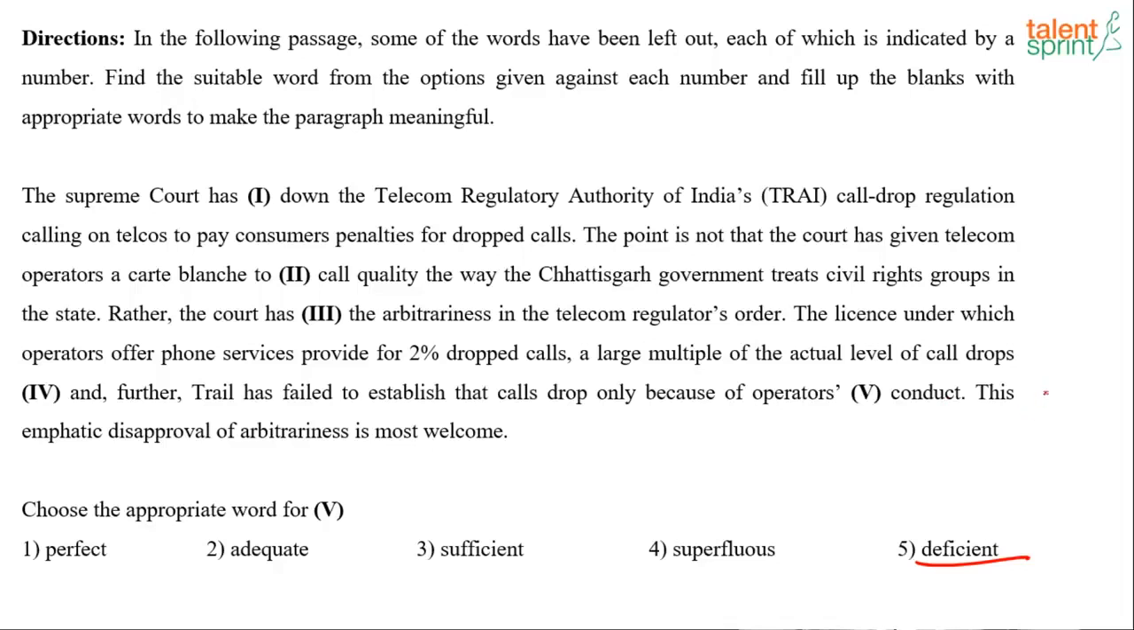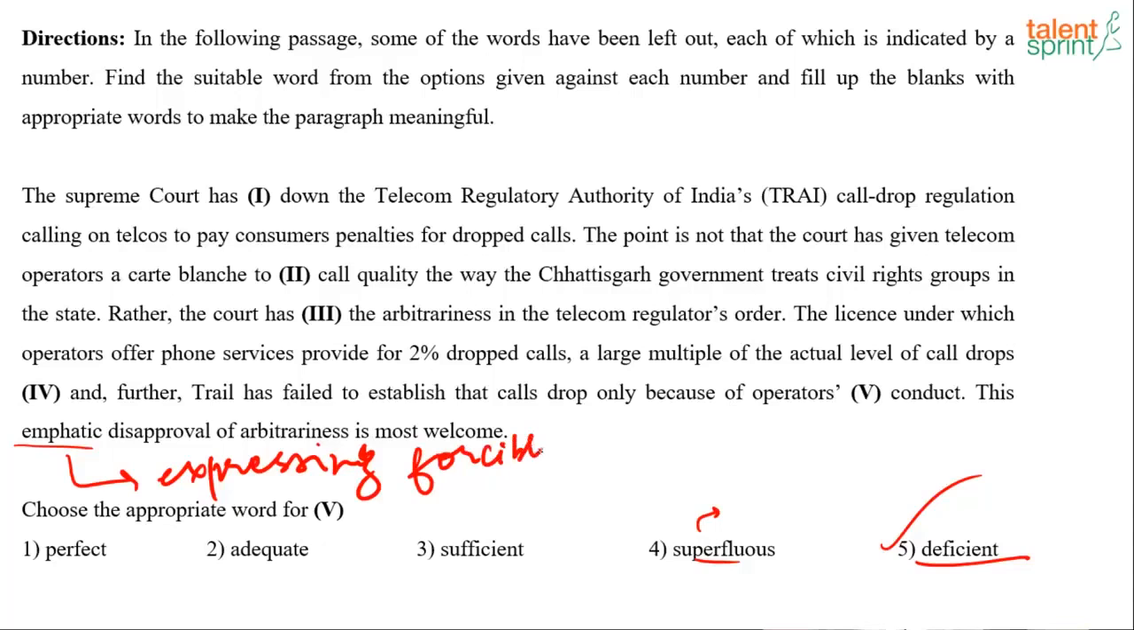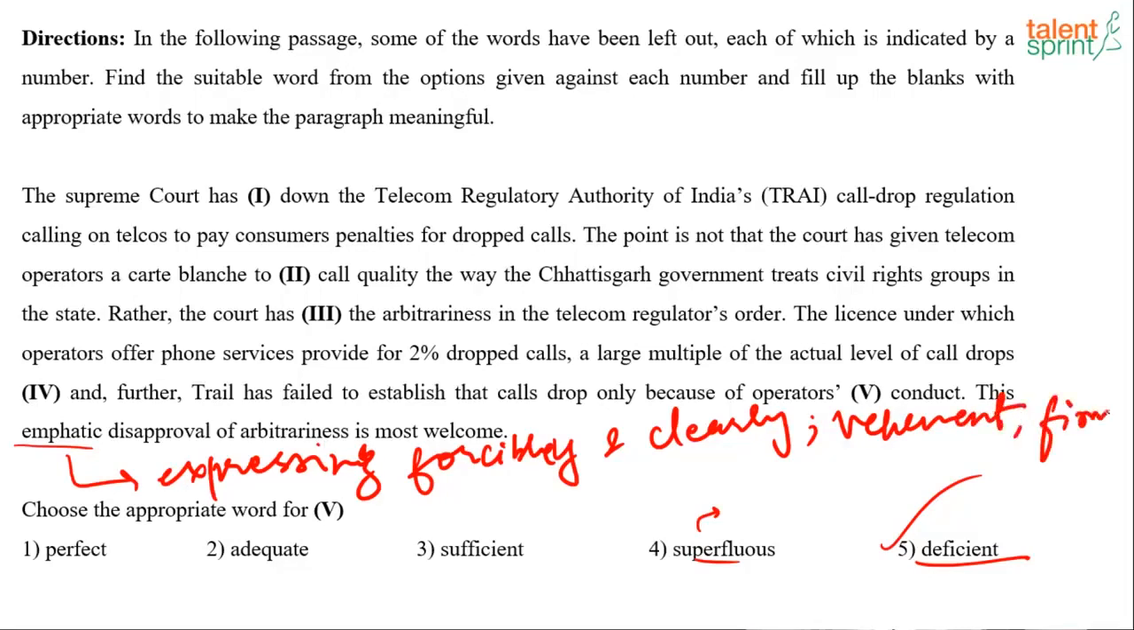This emphatic disapproval of arbitrariness is most welcome. What is the meaning of emphatic? Emphatic means expressing something forcibly and clearly. Synonyms can be vehement or firm. That is the meaning of emphatic. What is the meaning of the word superfluous? Superfluous is exceeding more than required, or doing something more than required. Too much. So the last one will be 5.